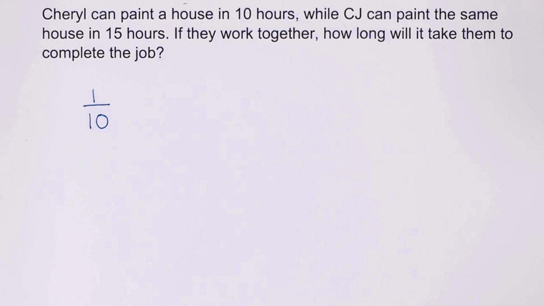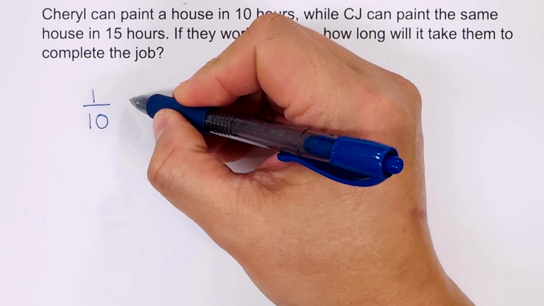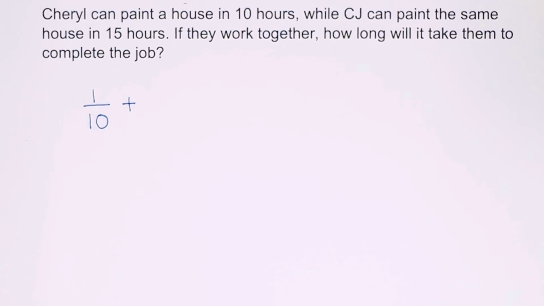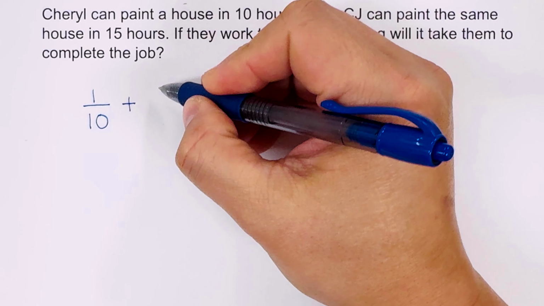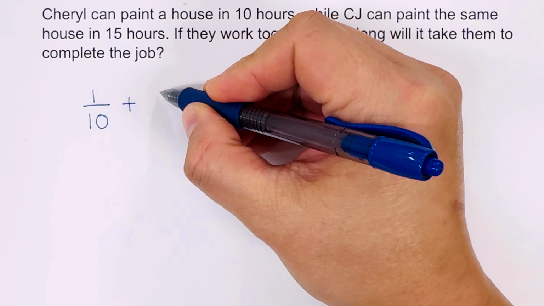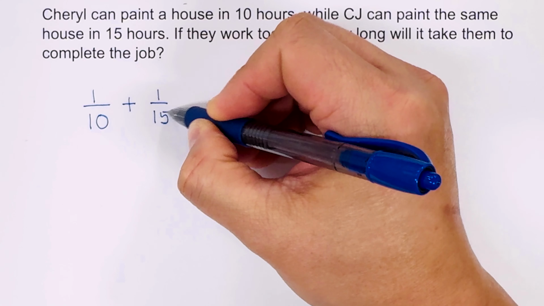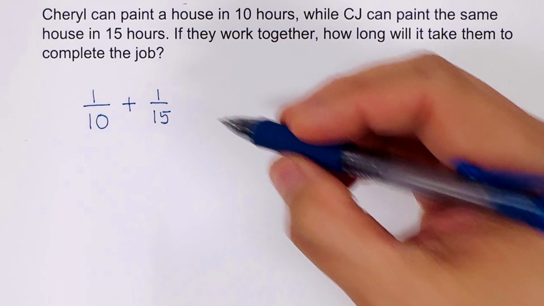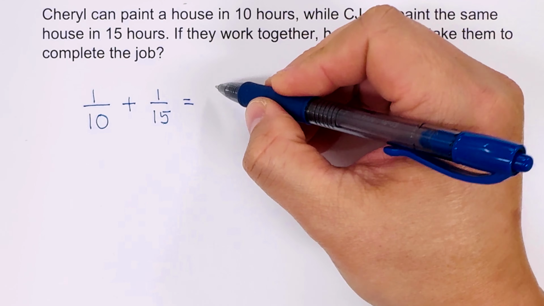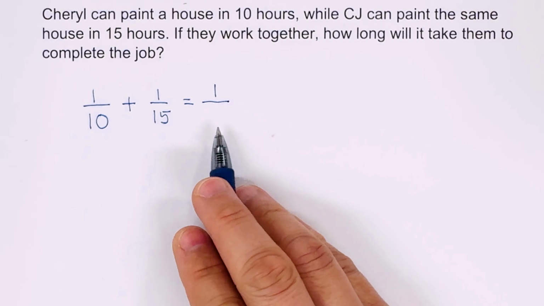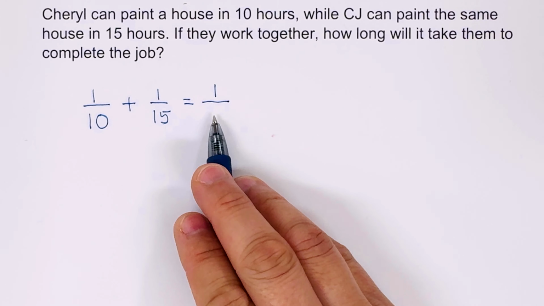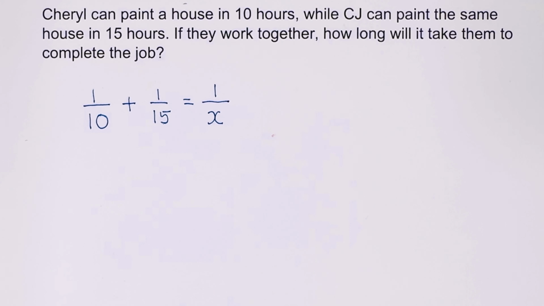On the other hand, since we are saying that they work together, working together means we're adding them. So that's going to be plus, and we're going to find the rate of CJ. CJ can paint it in 15 hours, so 1/15 of the house per hour. And this will have a sum of 1 over, we don't know the combined hours for both of them, so we will take that as x. So that is how we set up the equation for this work problem.